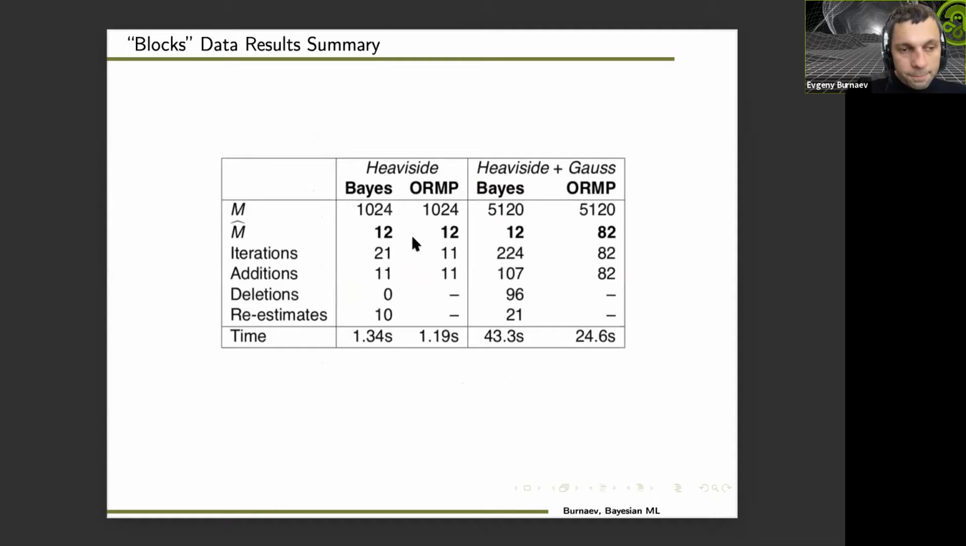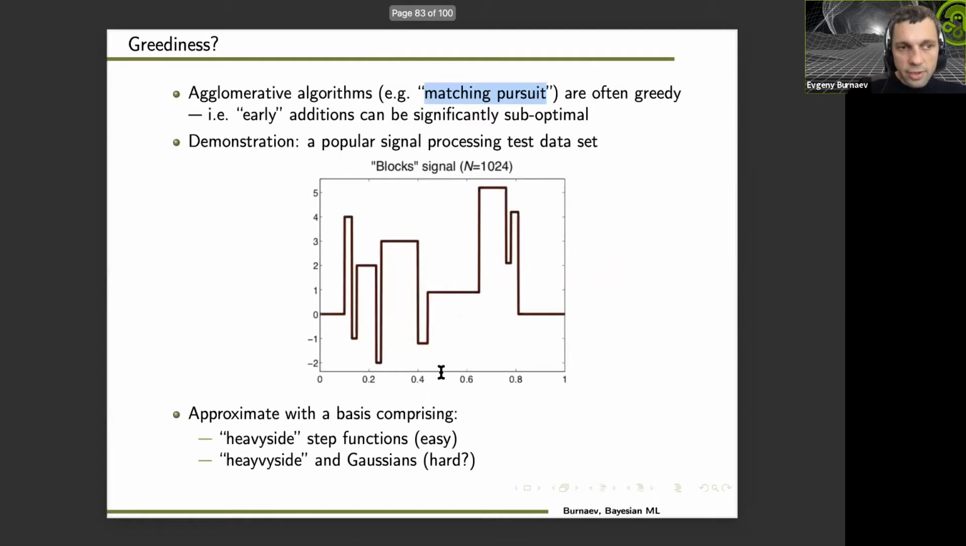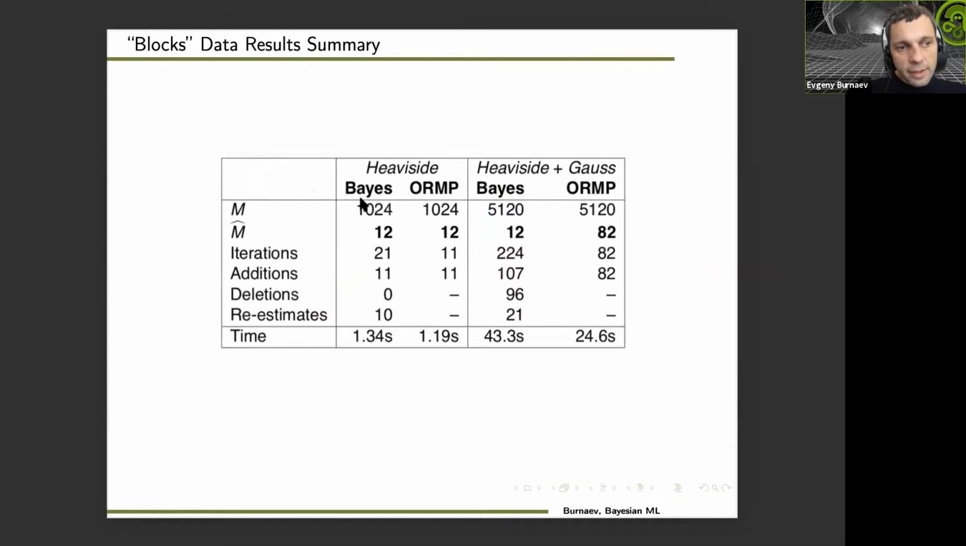And in this table, we used RVM and compared it with the standard matching pursuit algorithm. On the standard Heaviside function, the results are comparable. But in case we add some Gaussian noise, the results of the Bayesian approach based on the relevance vector machine are better, because we get significantly sparser results.